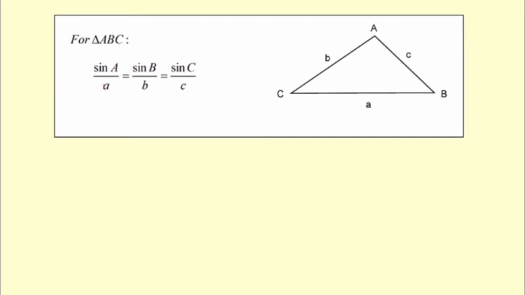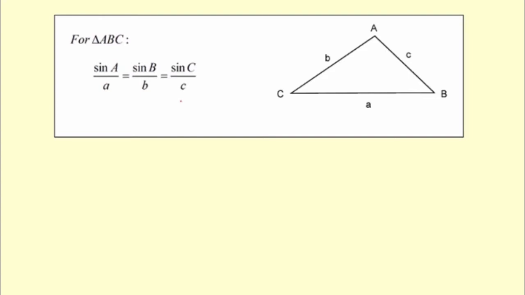So the basic idea is that for any triangle, the sine of the angle divided by the side opposite is the same ratio for all three. So sine of A over a, sine of B over b, sine of C over c, those are always equal ratios. So you can use this proportion to solve a triangle.